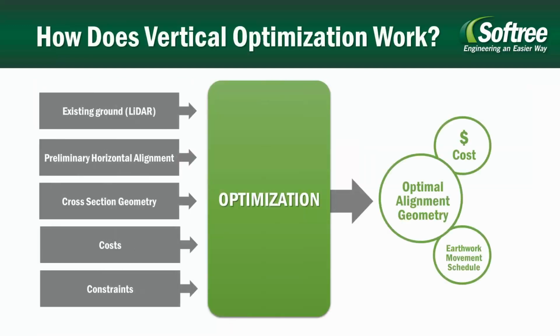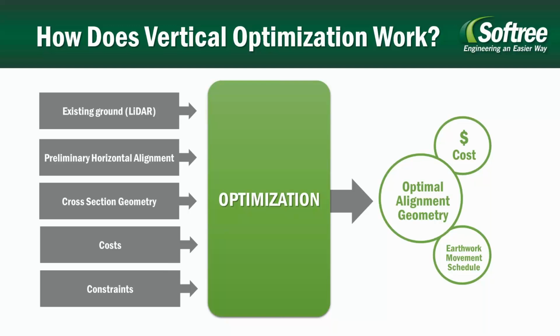So in terms of how it works, there's sort of 5 key inputs that we need in order to do an optimization. The first is your topo or your ground data. We recommend LiDAR if you have it. This allows you to, especially if you're looking at different horizontal alignments, really easily evaluate the different options because you have that area of high resolution data covering a wider range. We need a preliminary horizontal alignment, your cross-sectional geometry, so what your typical section looks like and how it behaves in different scenarios, and we set that all up in our cross-section template editor within RoadEng, your costs and constraints.